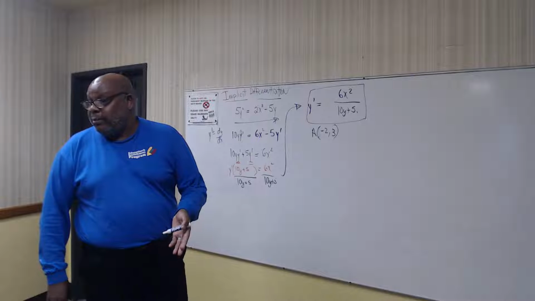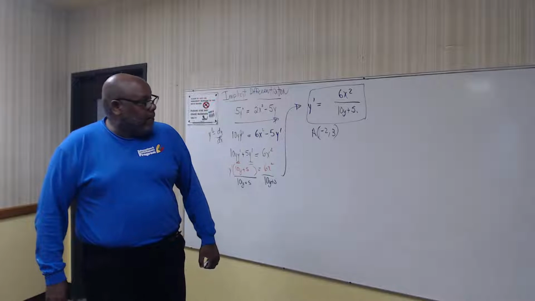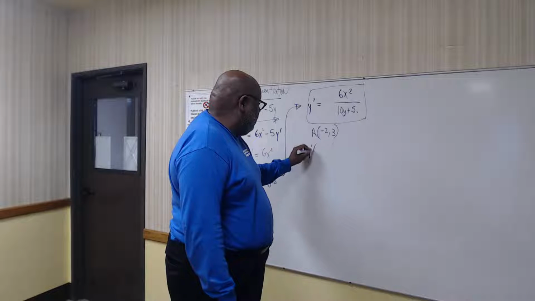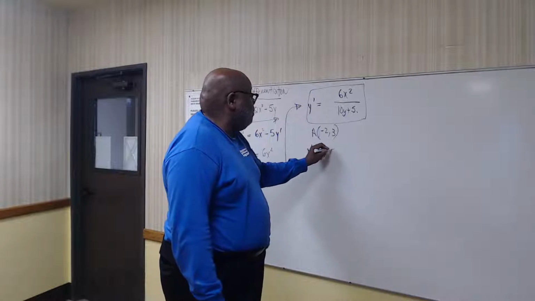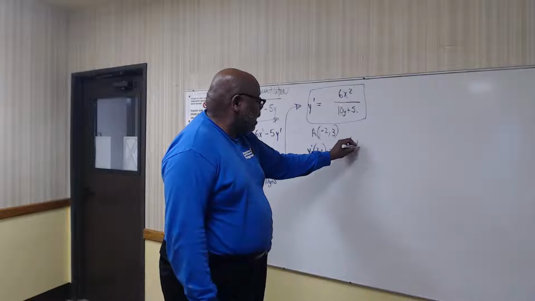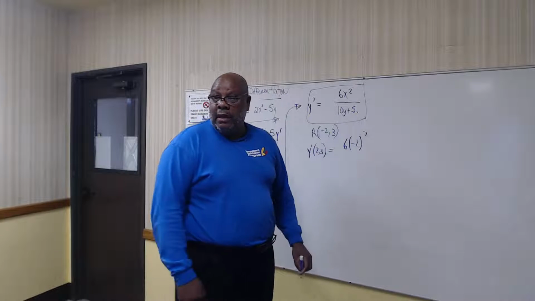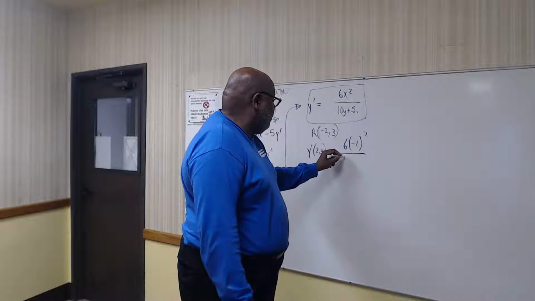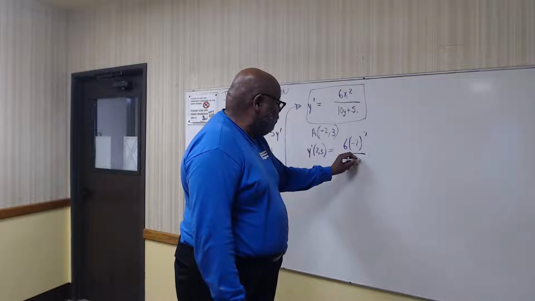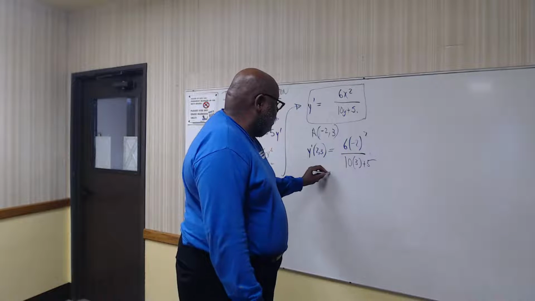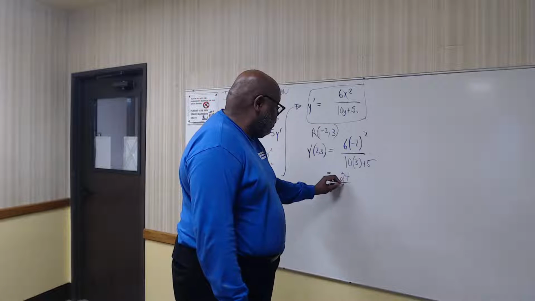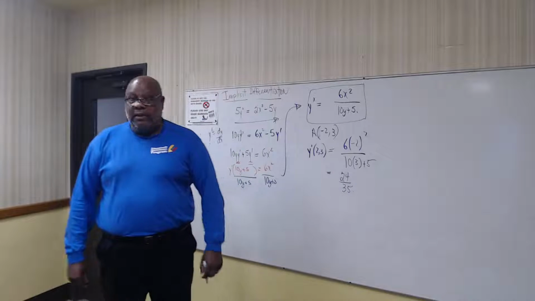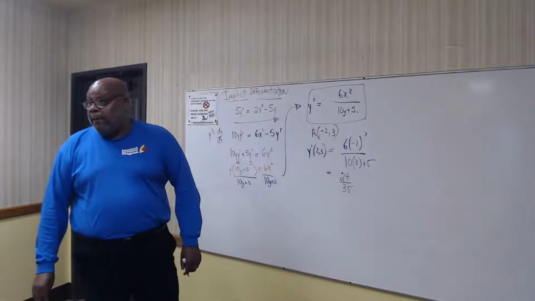After all, this is derivative at a point, right? So at -2, 3, let's do that. Let's say y prime at -2, 3 would be equal to 6 times -2 squared. I didn't ask this originally. I'm just throwing this in to make sure you understand it. Divided by 10 times 3 plus 5, or 24 over 35. Done. The answer is 24 over 35 if it's at -2, 3.